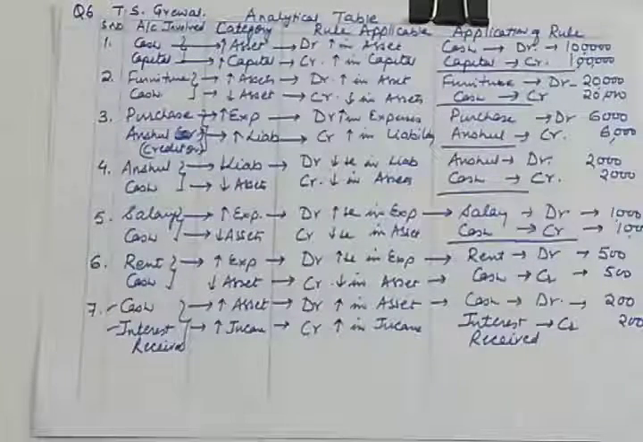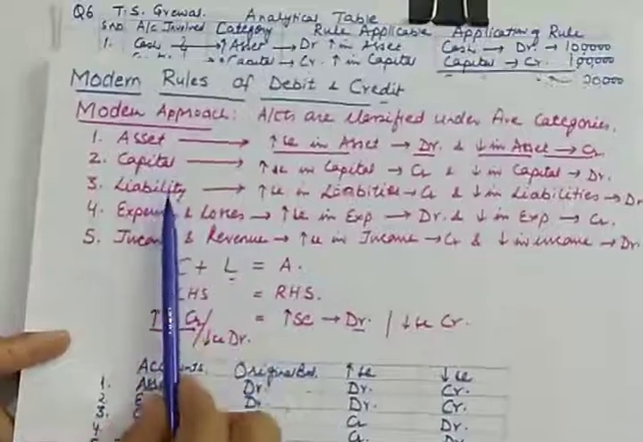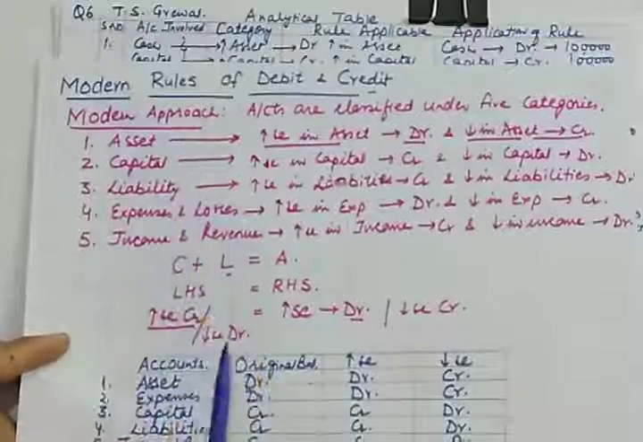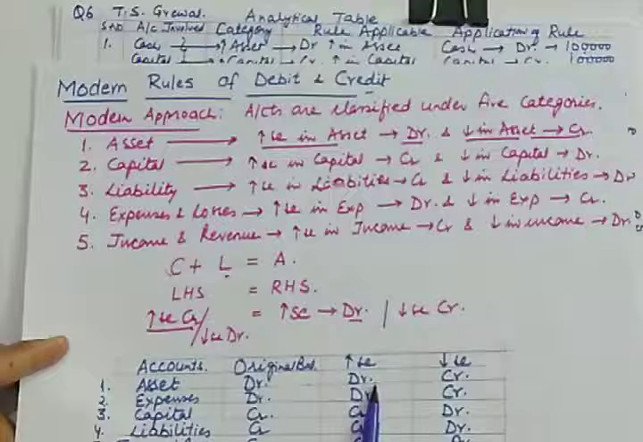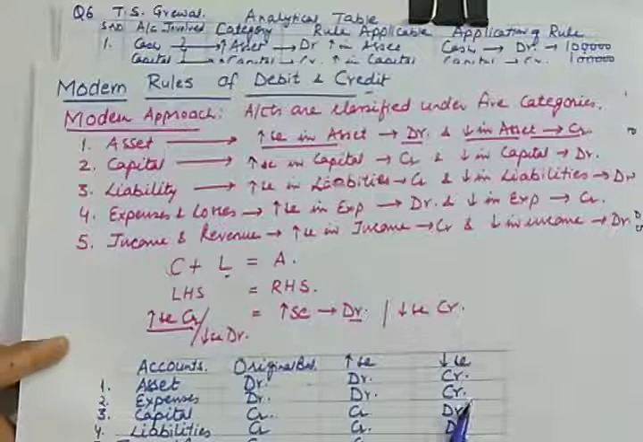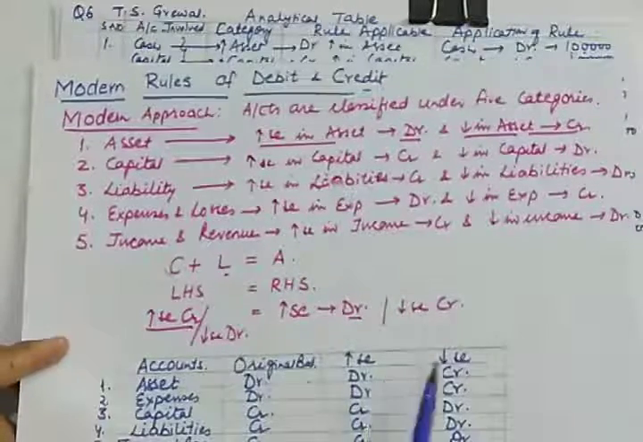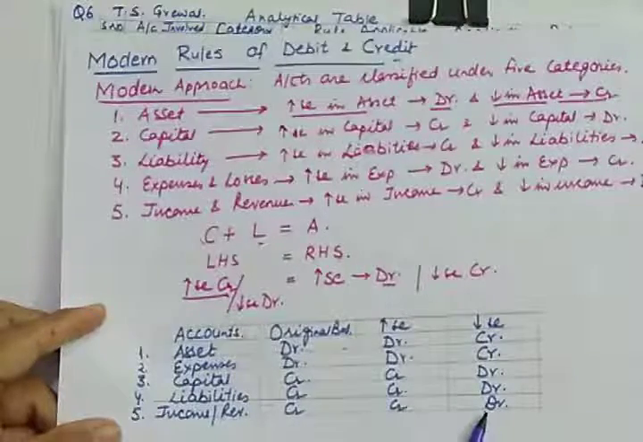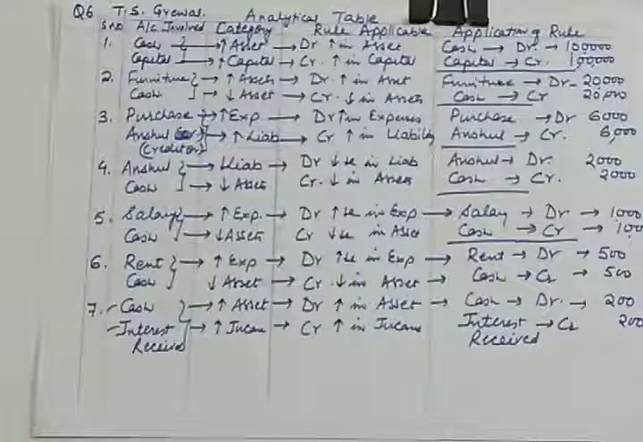So dear students, today we have learned the rules according to modern approach. We divided the accounts into 5 categories: assets, capital, liability, expenses and losses, income and revenue. So these are the broad 5 categories, and we came to know their original balances, and what is to be done when they are increasing and what is to be done when they are decreasing. If they are increasing, then we will be applying the same sign, but if they are decreasing, then we need to apply the opposite sign. And we have done few numericals, question number 2, 3, 4, 5 and 6.